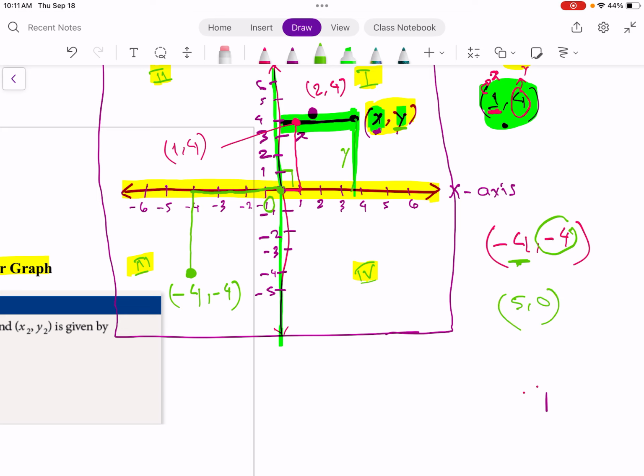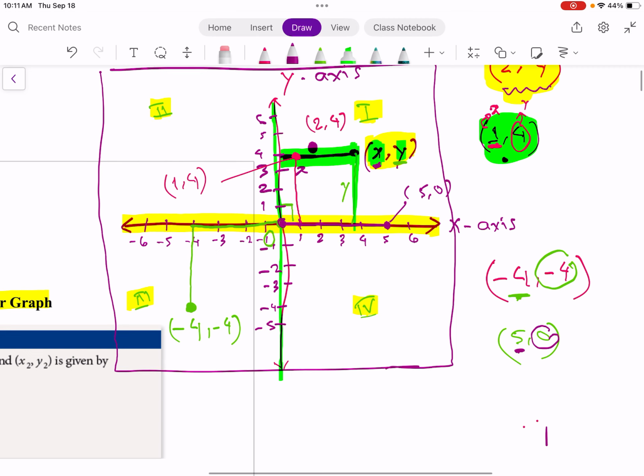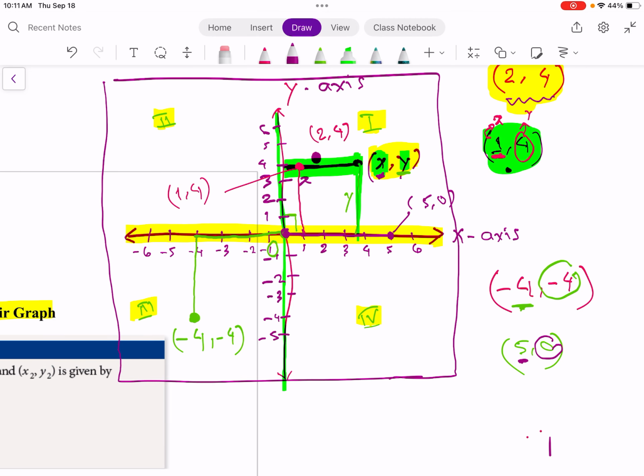Now what about (5, 0)? Where will we find the point (5, 0)? You start from the origin. Your x is 5, so you move 5 units to the right: 1, 2, 3, 4, 5. Now 0 means you are not moving, right? So your final point is here. This is (5, 0). This is how we can plot a point on our Cartesian coordinate system. Since this is not very new for you, let's go ahead and start the next topic.